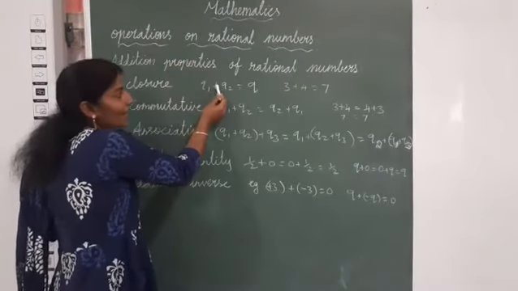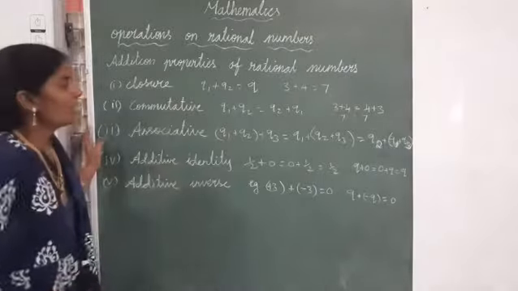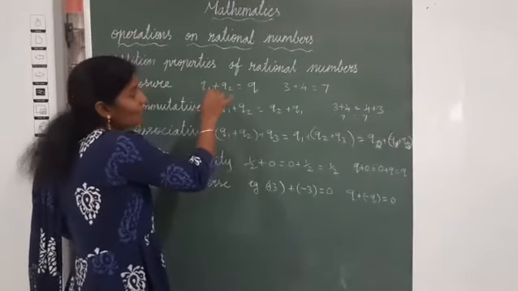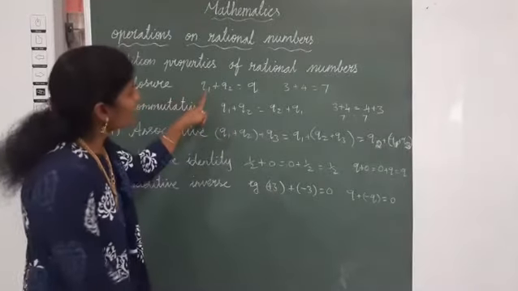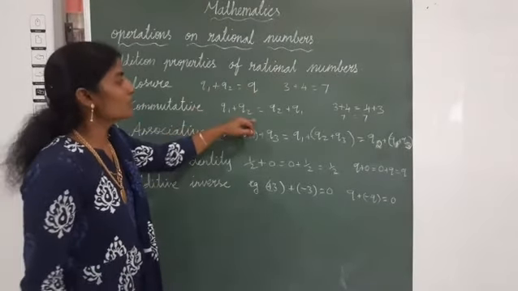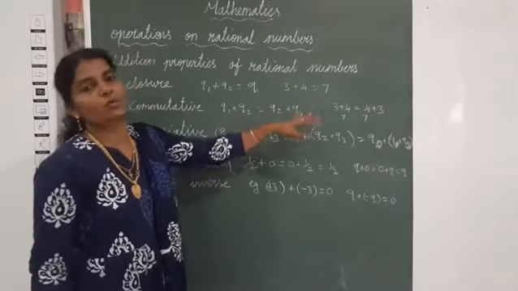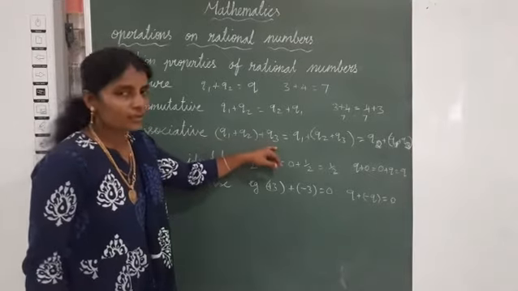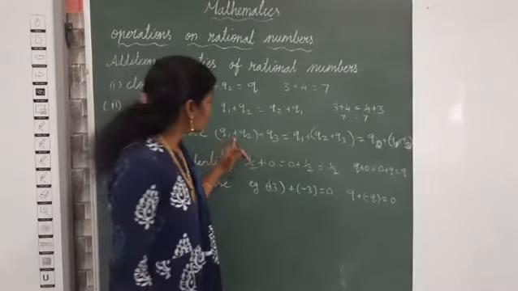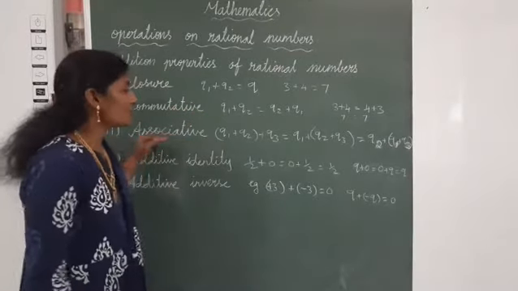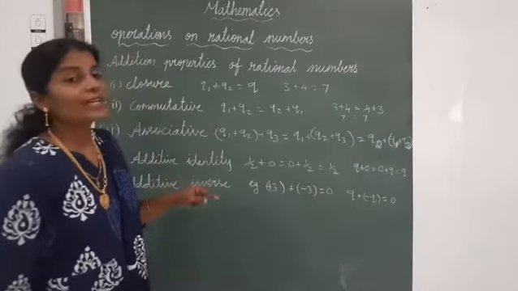In the same way, multiplication properties of rational numbers. This is the addition property, so we have the plus symbol here. Multiplication property means Q1 cross Q2 with the multiplication sign. Q1 cross Q2 is equal to Q. Then Q1 cross Q2 is equal to Q2 cross Q1. Then Q1 cross Q2 cross Q3. Here instead of plus sign, we have multiplication sign. That is the associative property of multiplication.